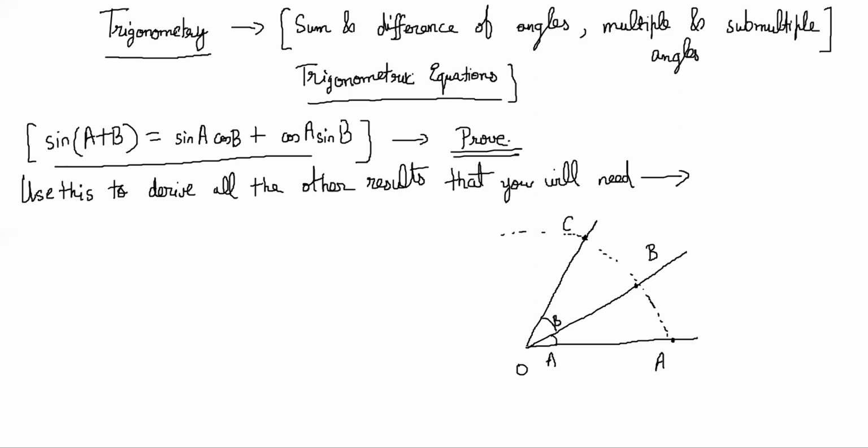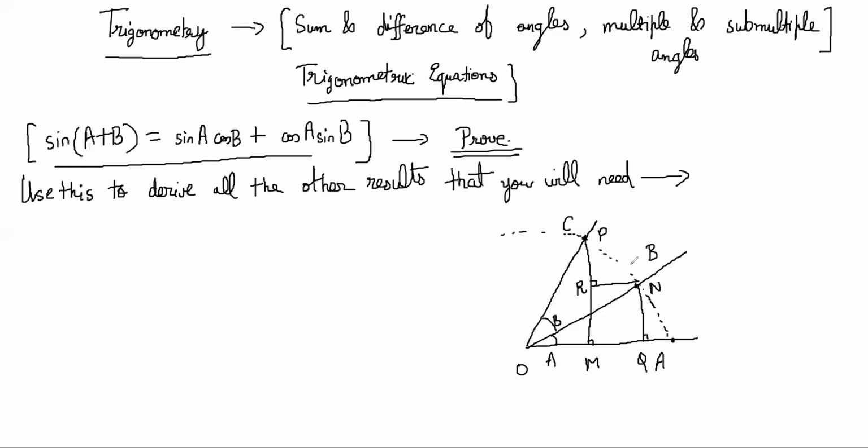So we want to find sine of A plus B. Let's drop a perpendicular from this point. This is perpendicular and this is also perpendicular. Let's call this point N, and that point P. And also let's drop a perpendicular from here onto this. Yeah, this point is R, this point is M, this point is Q.